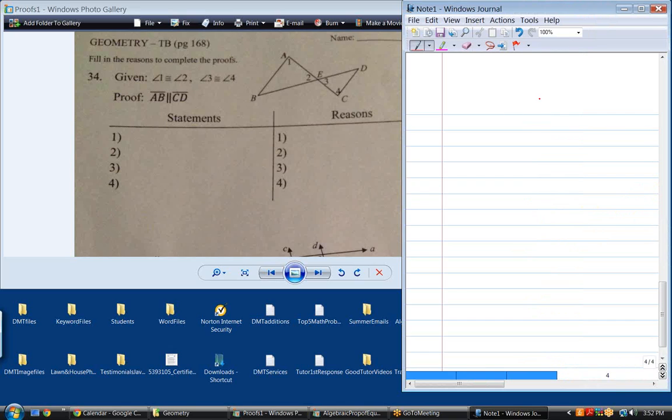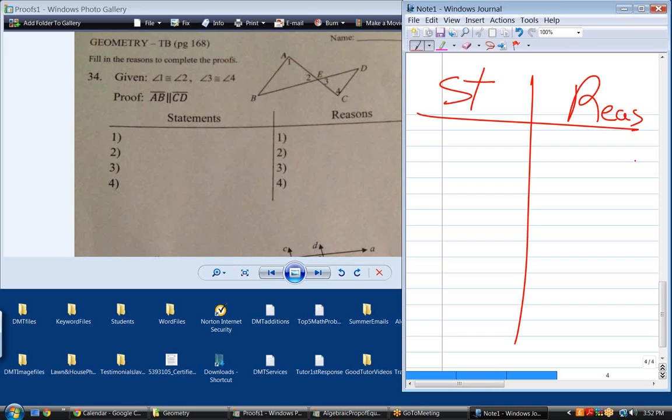So what's the first statement? What do you think? Let me give you: angle 1 is congruent to angle 2, and angle 3 is congruent to angle 4 is given. You got it. That's always the first statement, whatever is given.